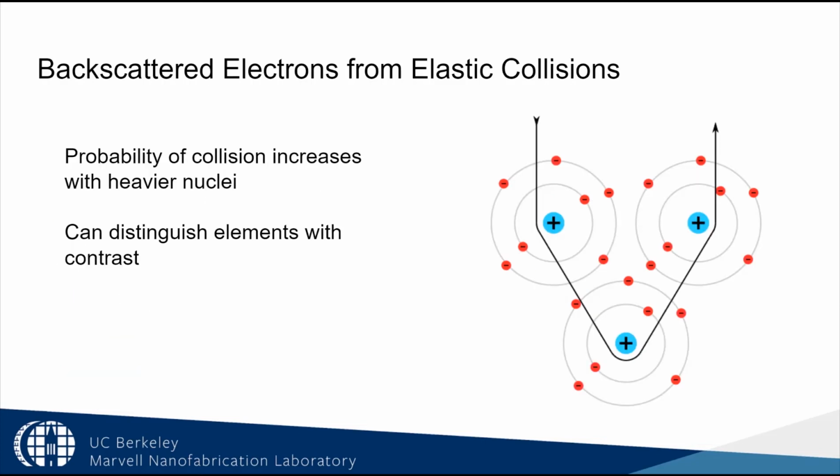Backscattered electrons occur when you have elastic collisions between the beam electron and the nuclei of the sample atoms. This is more likely to occur with heavier nuclei, which can allow you to distinguish different elements just by looking at the contrast of the image.